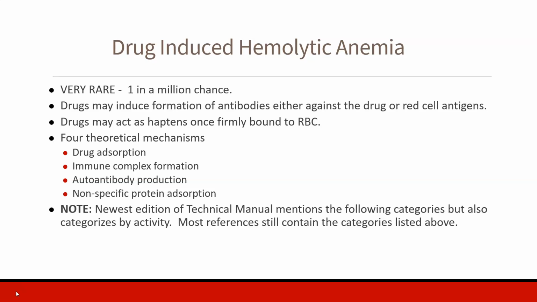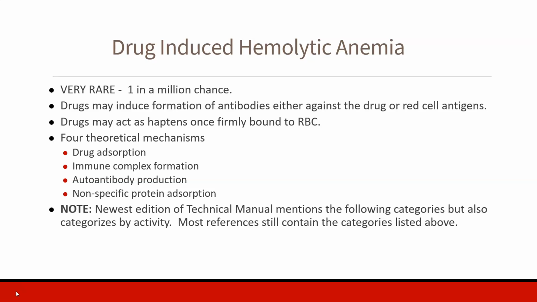Drugs may induce formation of antibodies either against the drug or against red cell antigens. Drugs may act as haptens once they're firmly bound to the red cell. Remember, a hapten is an antigen that's very small, so small that it's not detectable. But once it attaches itself to something else, then it becomes visible to the body and may stimulate an immune reaction. There are 4 theoretical mechanisms for drug-induced hemolytic anemia: drug adsorption, immune complex formation, autoantibody production, and nonspecific protein adsorption.